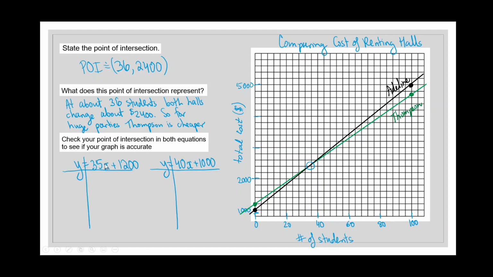Now, we don't know whether this 36 students is actually the accurate prediction, so let's do a check. When you're doing a check, it is important that the point of intersection doesn't just satisfy one of the equations, it has to satisfy both. So we're going to plug in 36 for x and 24 for y for both of the equations.